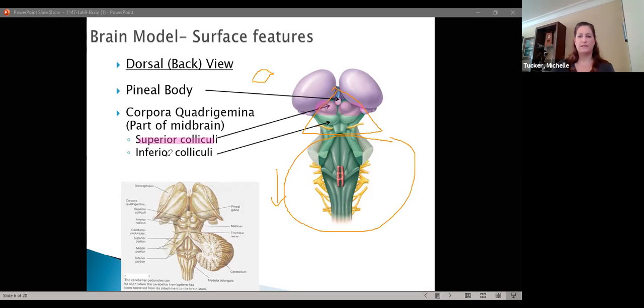Below the superior colliculi is a pair of inferior colliculi, but on the brain dissection, it looks like it's a single band. But in reality, it's two distinct structures. There's this divot in the middle, and it's going to be involved in auditory processing. Your 2 superior and your 2 inferior colliculi together make up the corpora quadrigemina, so a body of 4. And that's what the superior colliculi plus the inferior colliculi are called.